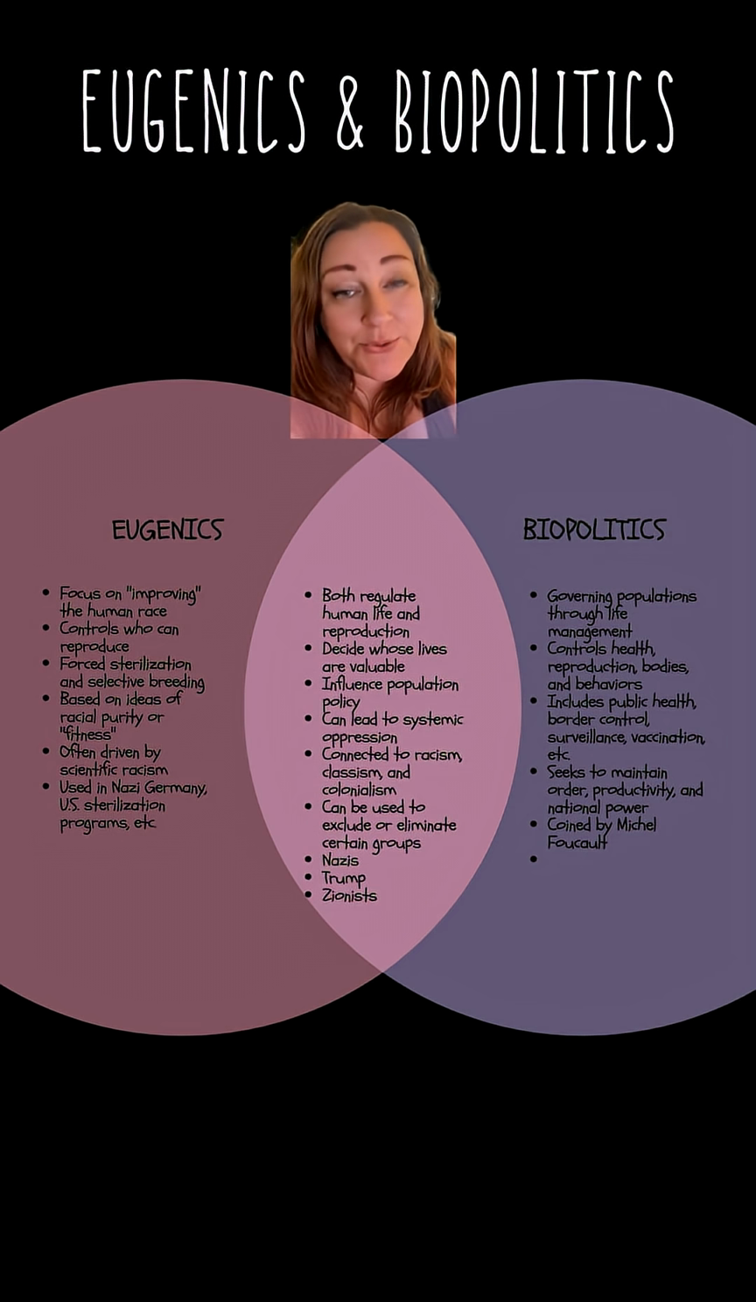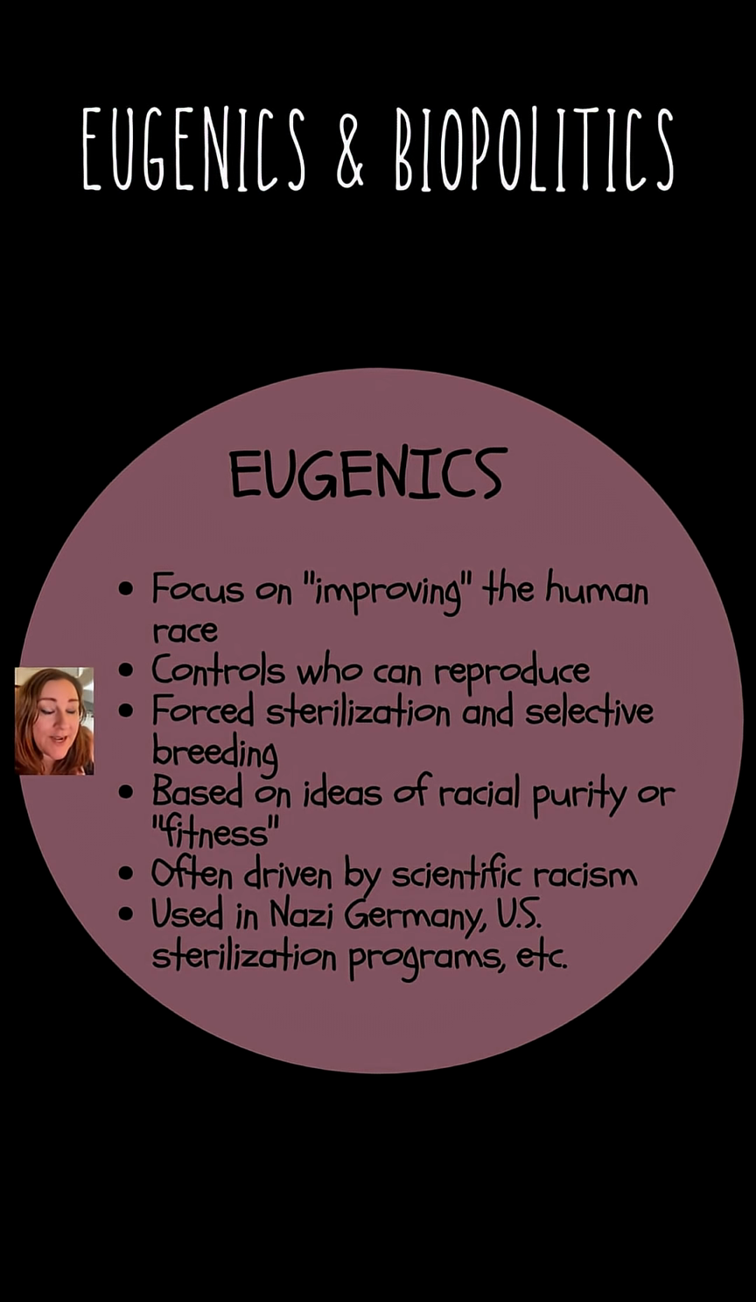Class, today we're going to do a Venn diagram on eugenics and biopolitics. So let's zoom in on the left side, which is eugenics. Some of the characteristics of eugenics are the focus on improving the human race, controls who can reproduce, forced sterilization and selective breeding based on ideas of racial purity or fitness, often driven by scientific racism, used in Nazi Germany, US sterilization programs, etc.